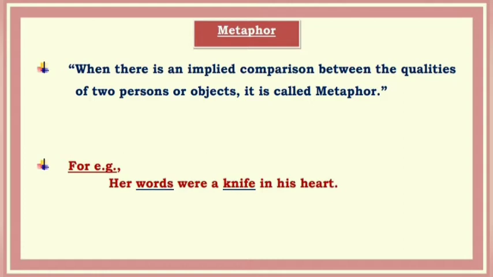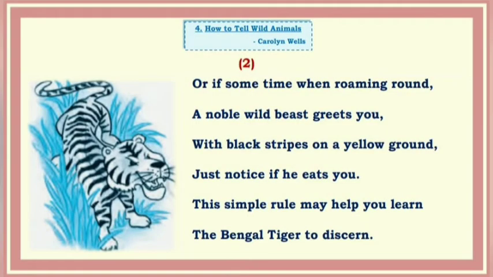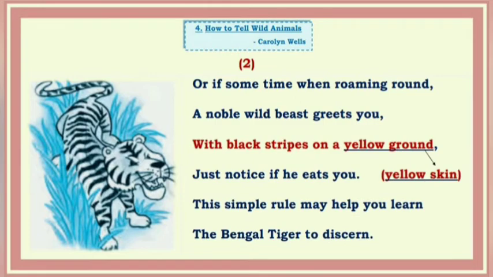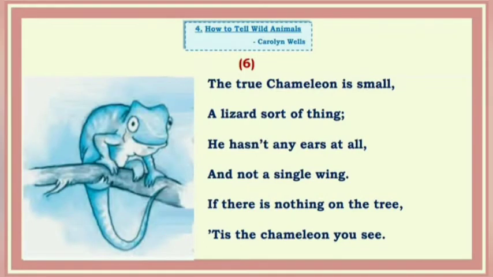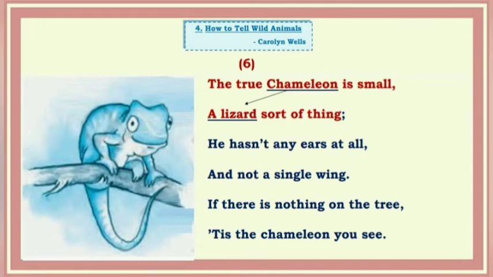Now, let's see the use of metaphor in the poem. Have a look at this line. With black stripes on a yellow ground. Here, there is an implied comparison between a yellow ground and the yellow skin of a tiger. Again, in the line, the true chameleon is small, a lizard sort of thing. Here, there is an implied comparison between a chameleon and a lizard.